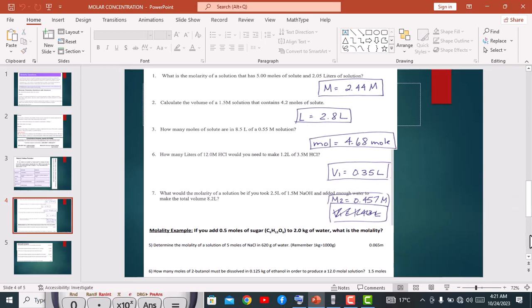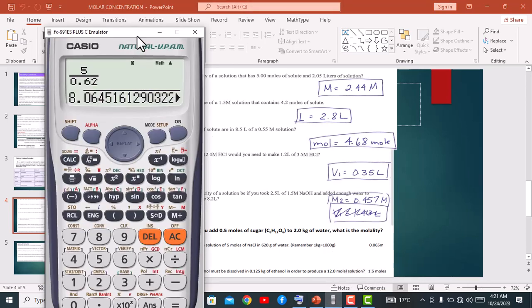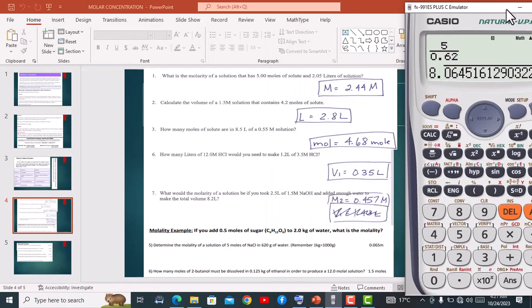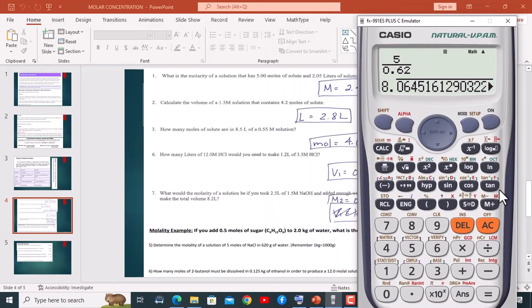All right, and then from there we can continue with this one. How many moles of 2-butanol must be dissolved in 0.125 kilograms of ethanol in order to produce 12.0 molal concentration? Right now, so how do we do that? So first of all, we understand what the formula is about.